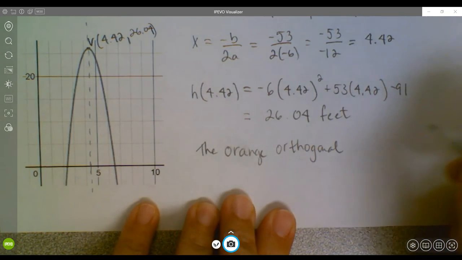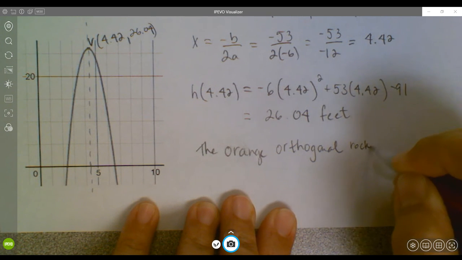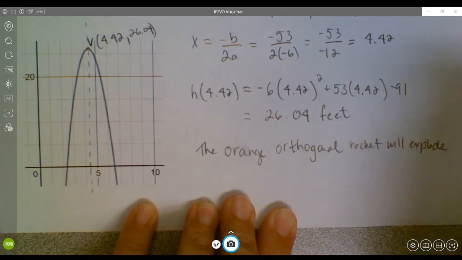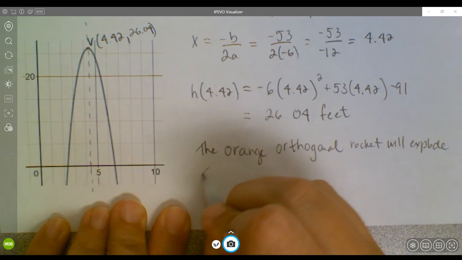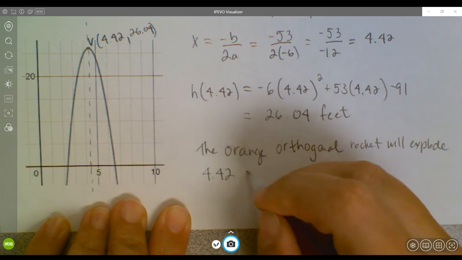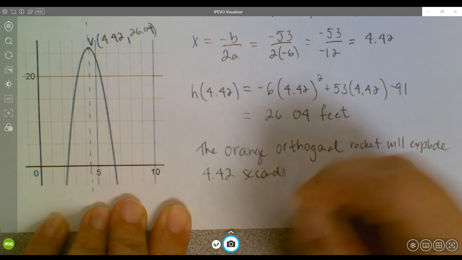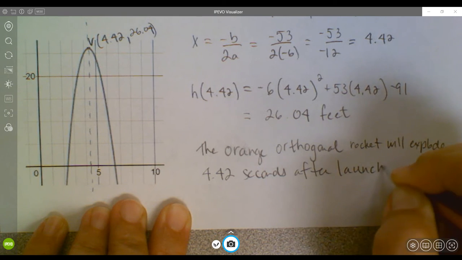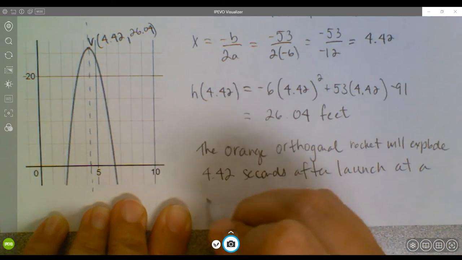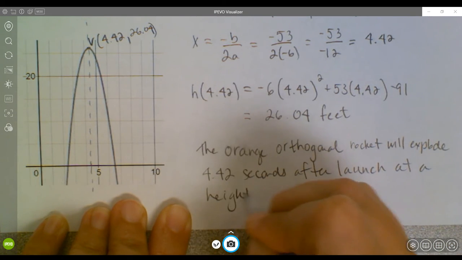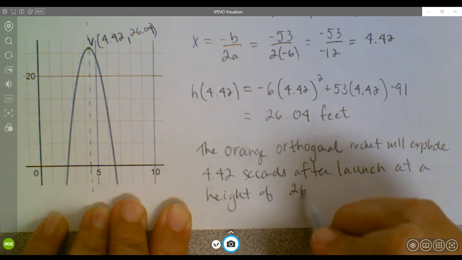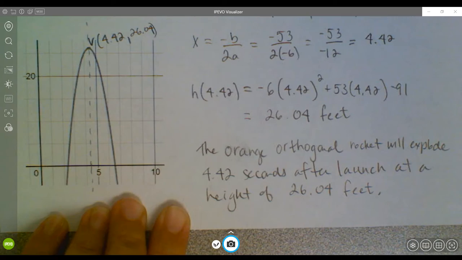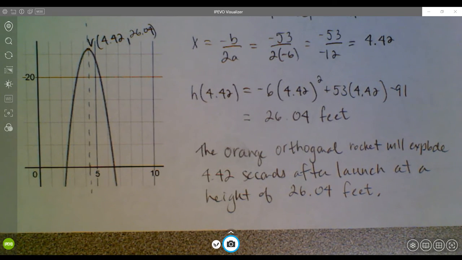Yeah, man. The orange orthogonal rocket will explode 4.42 seconds after launch at a height of 26.04 feet. So there we go.